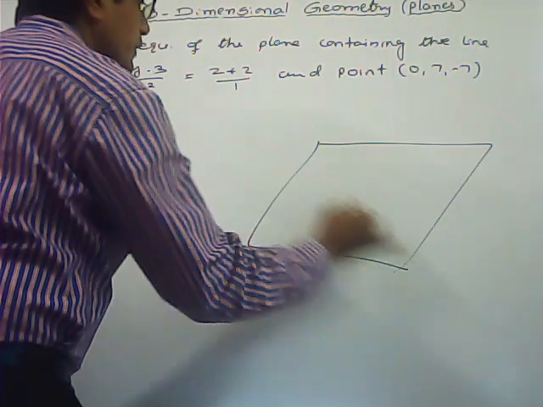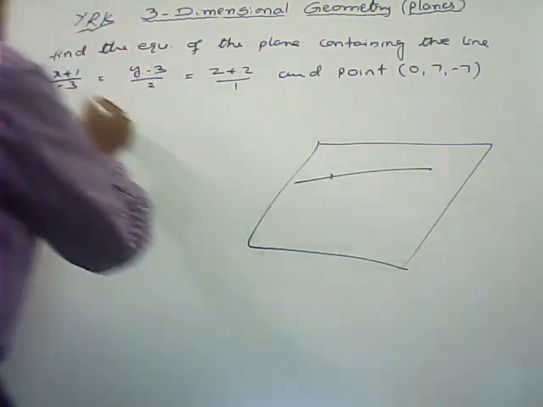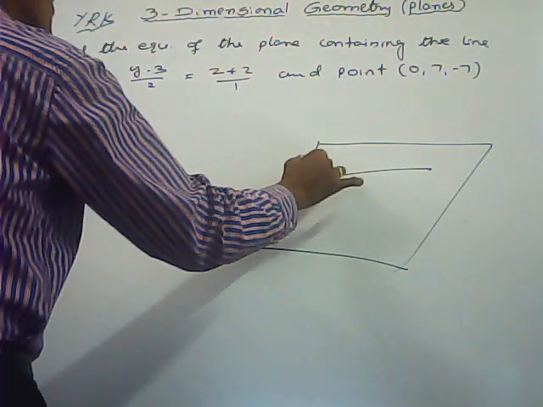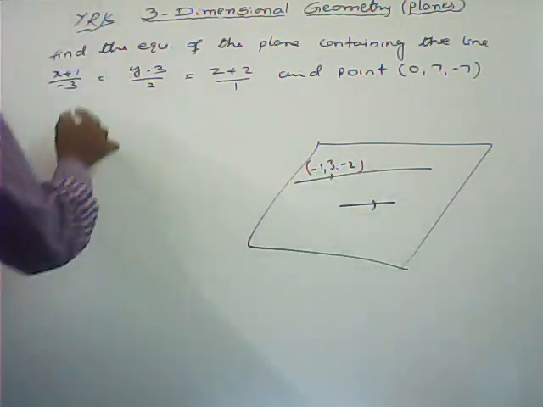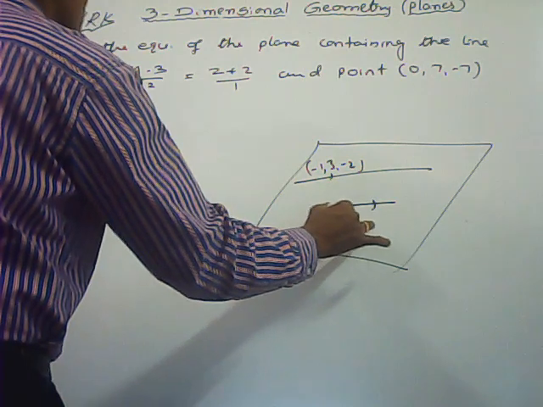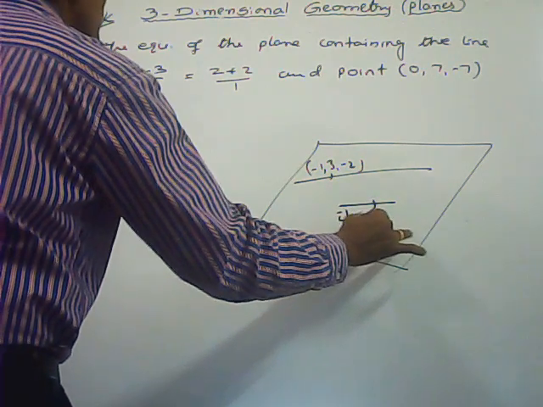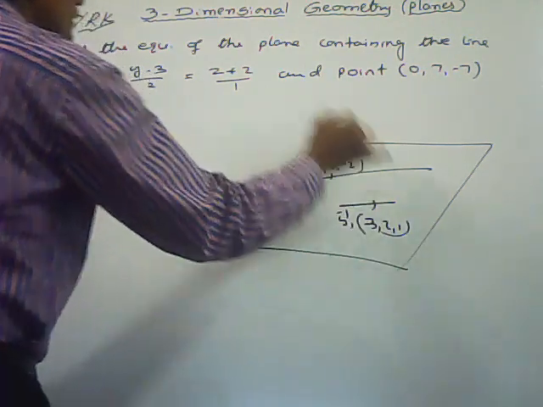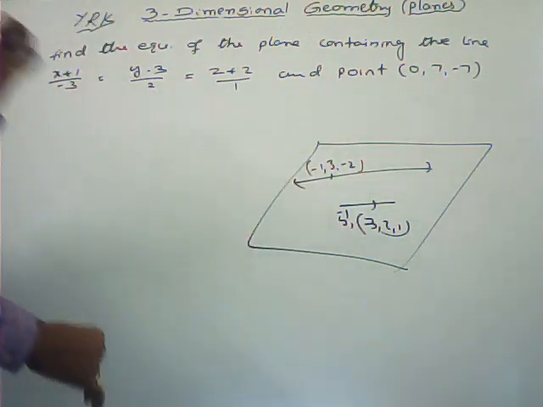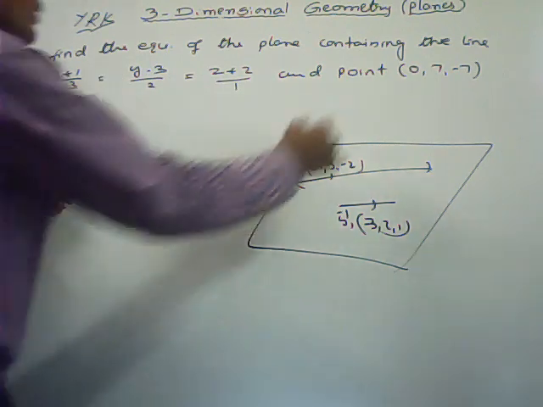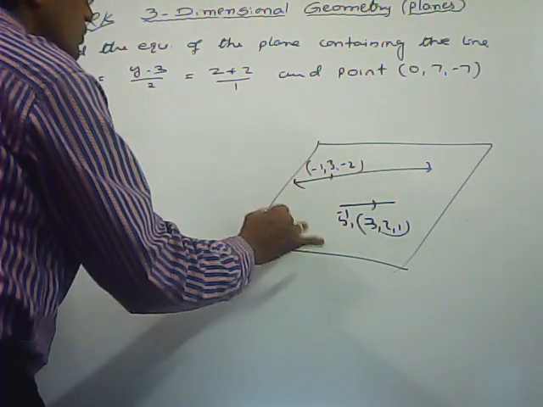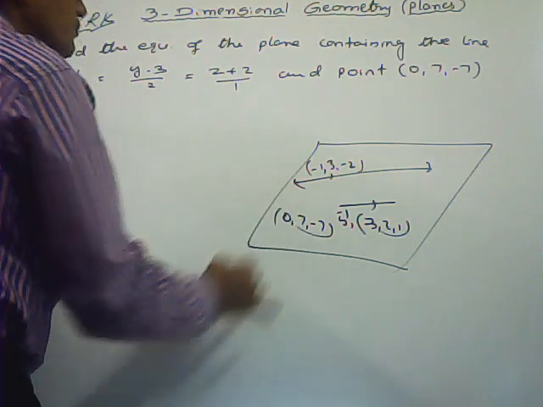Containing the line, here the line is there, passing through the point (-1, 3, -2) and parallel to the vector b bar, that is equal to (-3, 2, 1). In this vector direction that line is there. And find the equation of the plane containing this line, and one more point also there, (0, 7, -7).